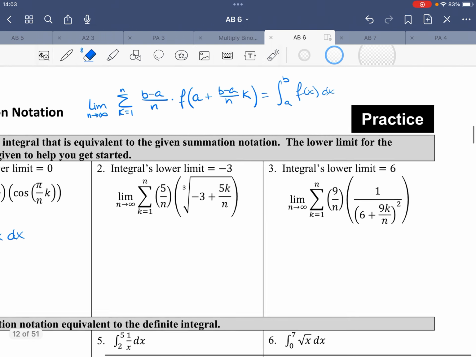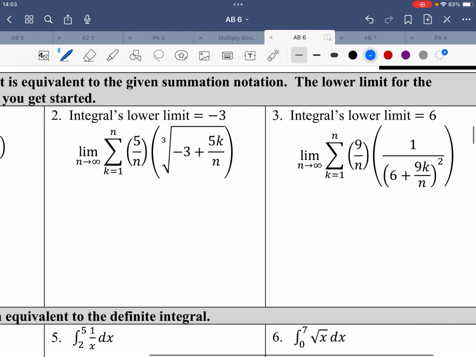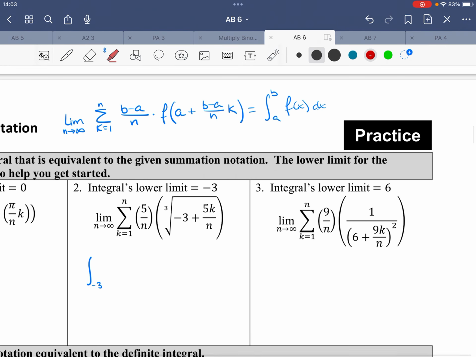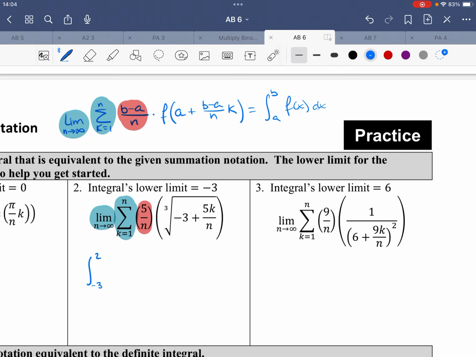Okay, so the next one is going to be an integral, and they tell me the lower limit is -3. So again, this is accounted for, if you will. This is the same as that. So then this has to be the same as that. That means that b minus a has to be 5. So this means that we're jumping 5. That means that this is going to be 2. From -3 to 2, that's the 5.